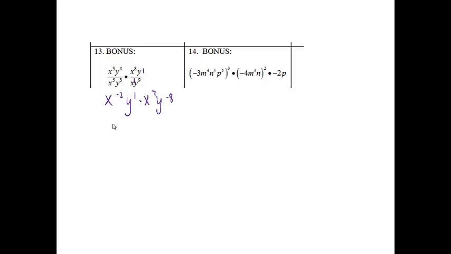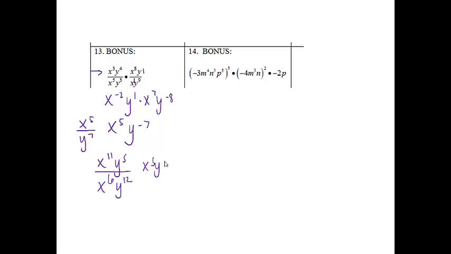All right, now if I combine my x's, I'll get x to the 5 because I added them, and then y, 1 plus negative 8 is negative 7, and then to finish this, we don't want the y up top because it has a negative exponent, so it's going to be x to the 5 over y to the 7. If you chose to work it the other way, going across first, if I add, I get x to the 11, y to the 5, over x to the 6th, y to the 12th, and then when I subtracted, I'd still get x to the 5, y to the negative 7, just like I did above.